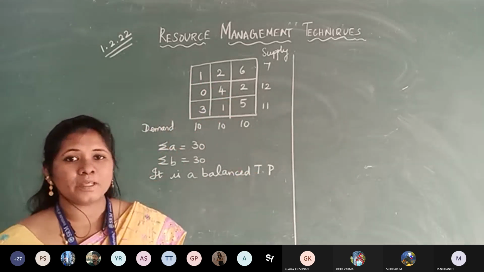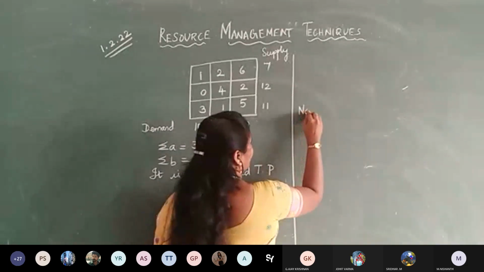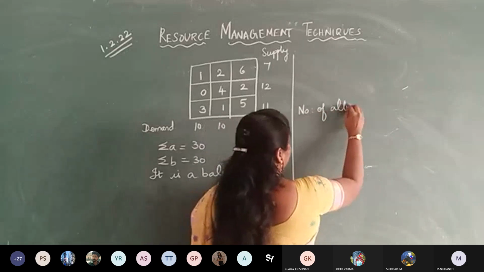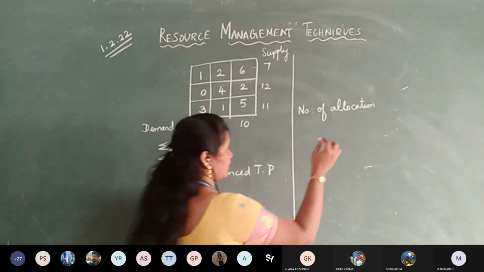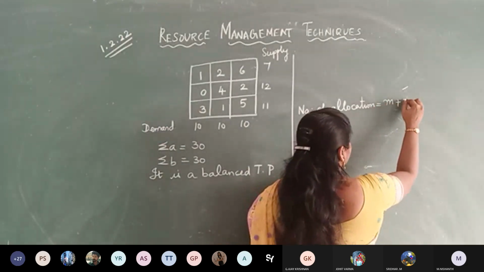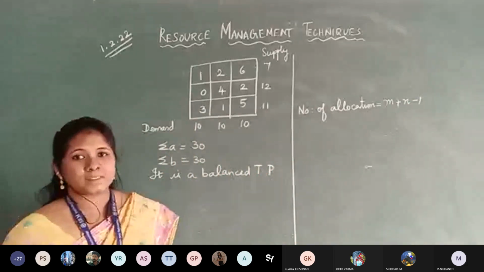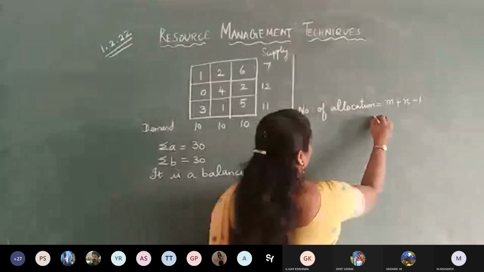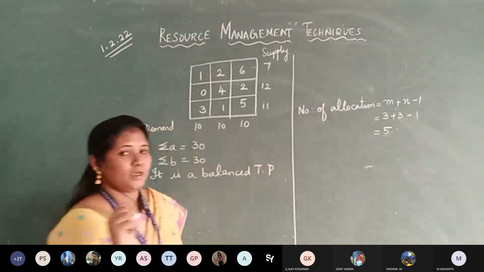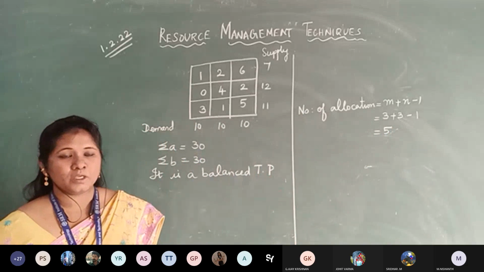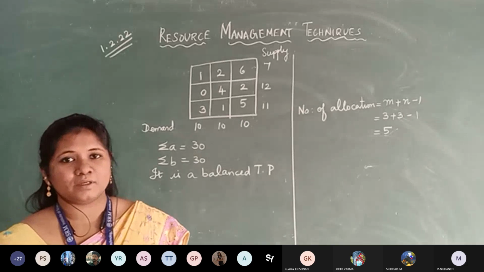So you have to see how many allocations can be done. How do you find the number of allocations? What was the formula? Your number of allocations will be m rows plus n columns minus 1. Here m is 3 rows and n is 3 columns, minus 1, so that will be 5 allocations. For all the methods you are doing, you will have 5 allocations, not more than that. If you have more than that, whatever you have done is wrong.